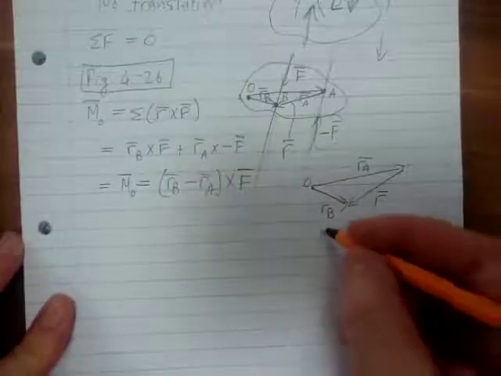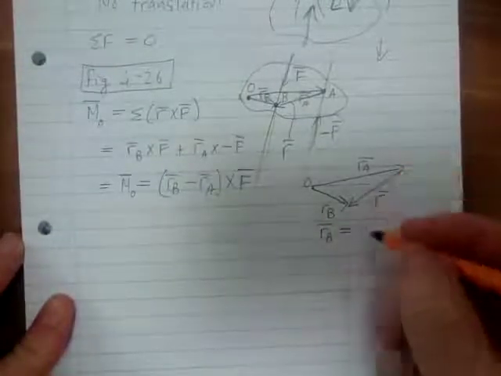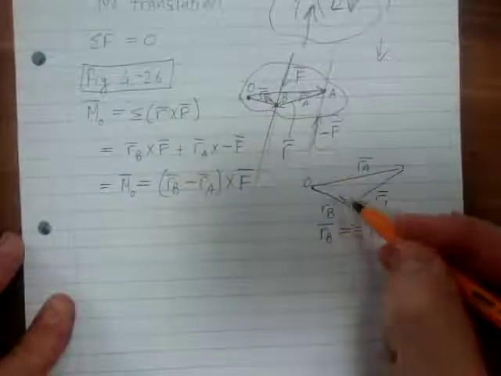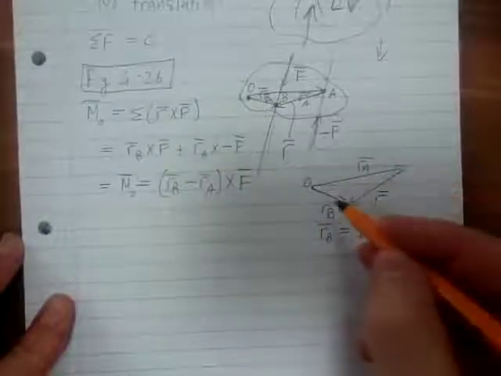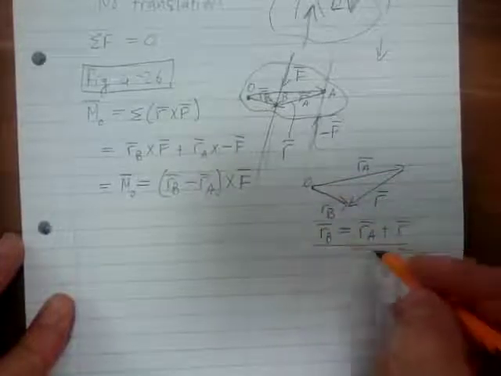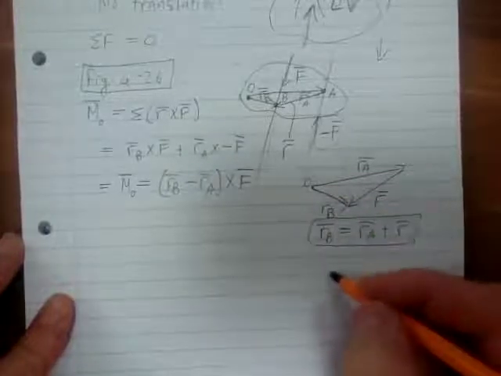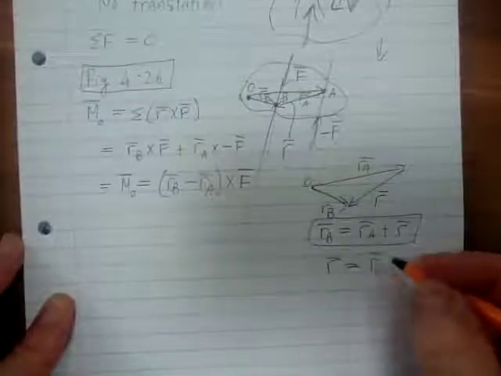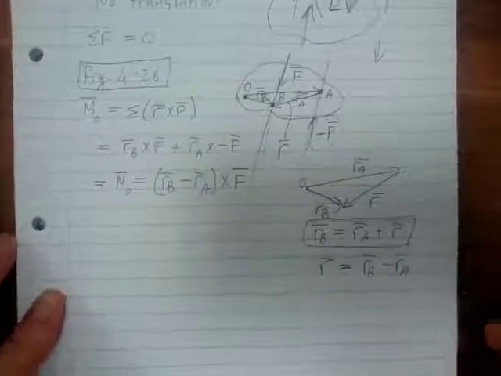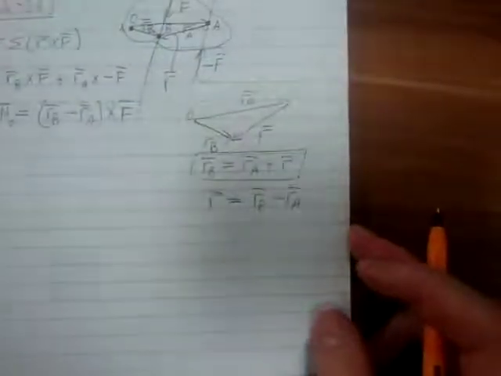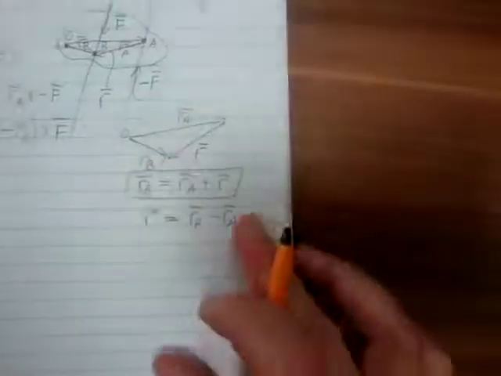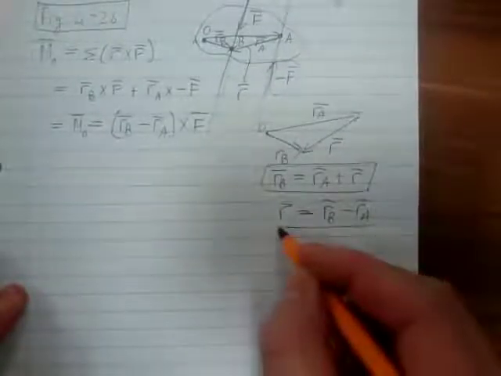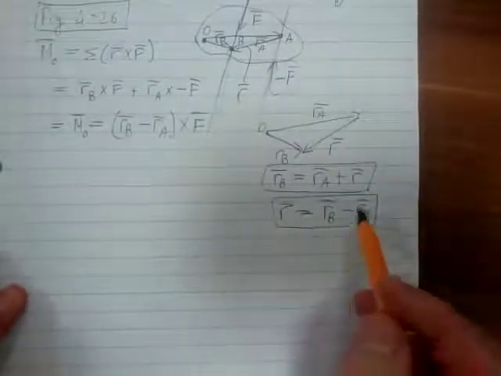Okay? So now, what have we got here? We've got RB equals RA plus R. If we take RA plus R, we end up with RB. So what is R then? If we just rearrange, we have RB minus RA. It's important that we understand this bit of mathematics here. So R is just RB minus RA, and where have we seen that before?